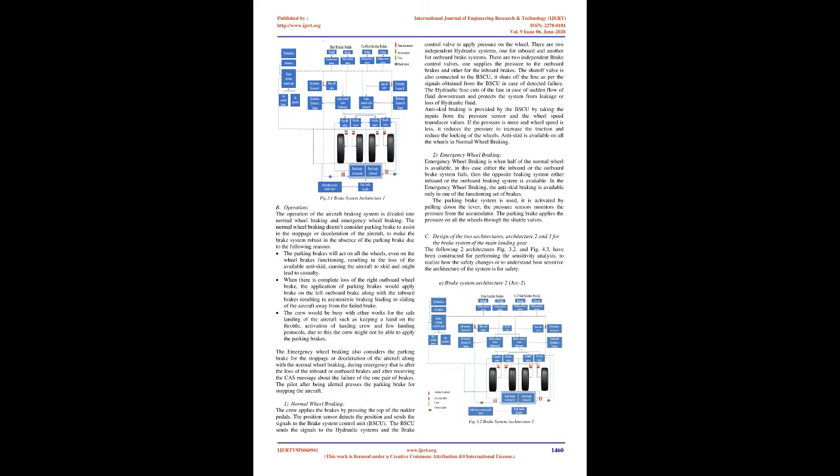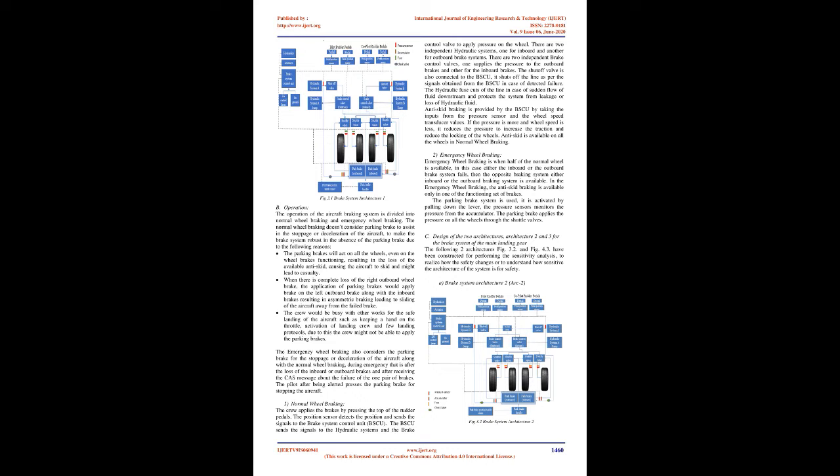B. Operation. The operation of the aircraft braking system is divided into normal wheel braking and emergency wheel braking. The normal wheel braking doesn't consider the parking brake to assist in the stoppage or deceleration of the aircraft, to make the brake system robust in the absence of the parking brake, due to the following reasons. The parking brakes will act on all the wheels, even on the wheel brakes functioning, resulting in the loss of the available anti-skid, causing the aircraft to skid and might lead to casualty.